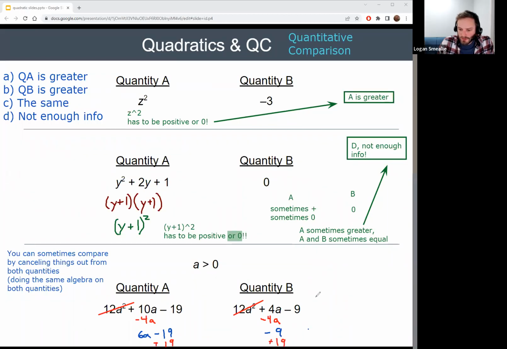And this is going to lead me to, I'll continue over here. Over on the left, now I just have 6a. And over on the right, quantity B, I have negative 9 plus 19. I have 10. Let's keep going. Let's just keep doing the same thing to both sides. Divide by 6, divide by 6.